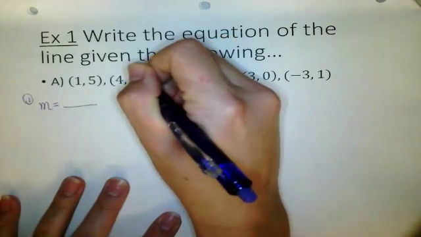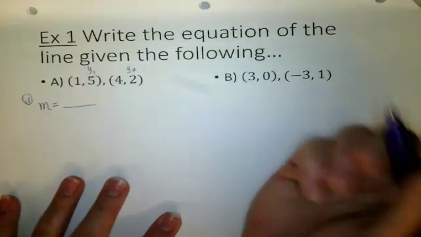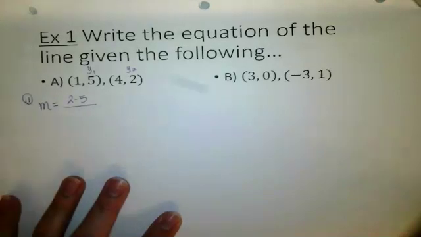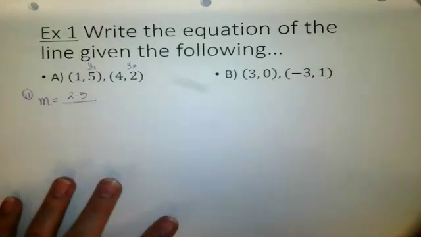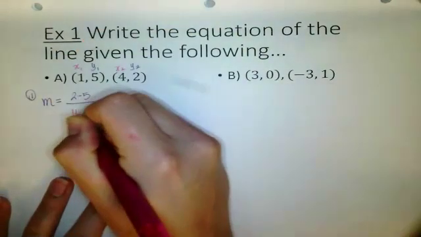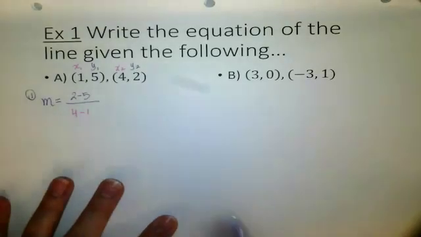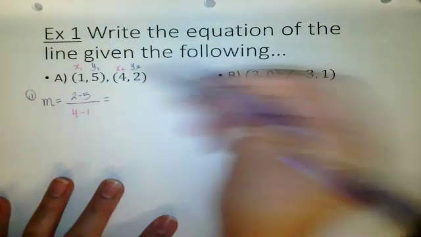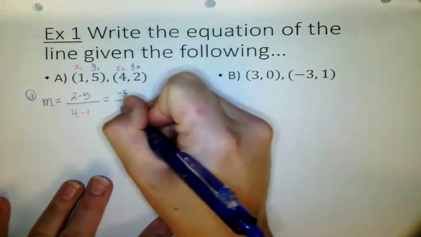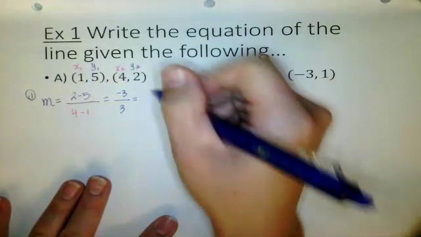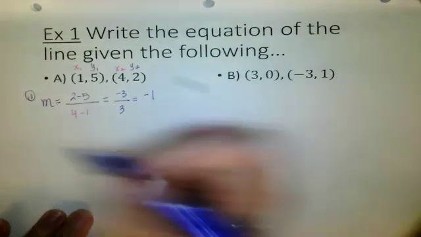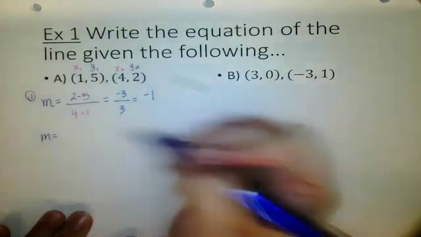Y2 minus y1, that's going to be 2 minus 5 over x2 minus x1, which would be 4 minus 1. All right. What is 2 minus 5? Negative 3. And 4 minus 1? 3. And negative 3 over 3? Negative 1. Okay. So now we have a slope of negative 1.